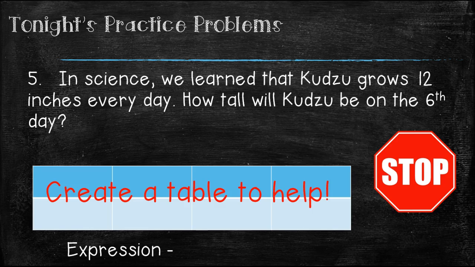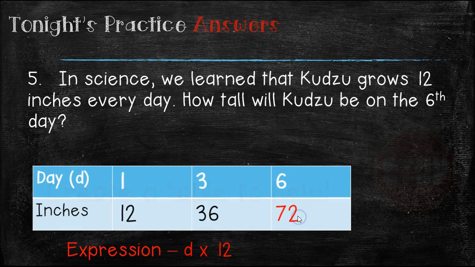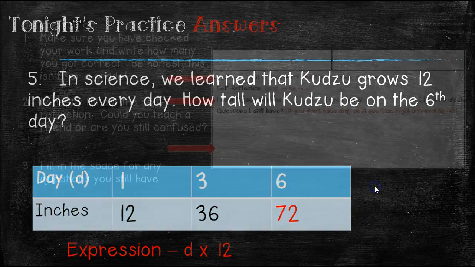Coming back in 5, 4, 3, 2, 1. The expression in this case would be D times 12, and if you went ahead and solved it, on the 6th day, kudzu is going to be 72 inches tall.